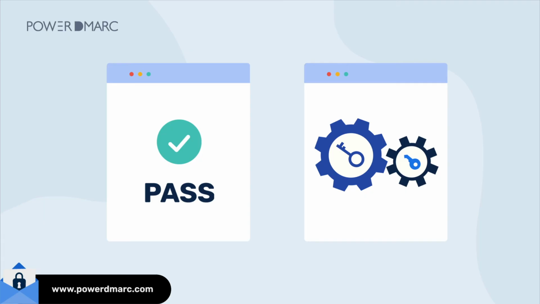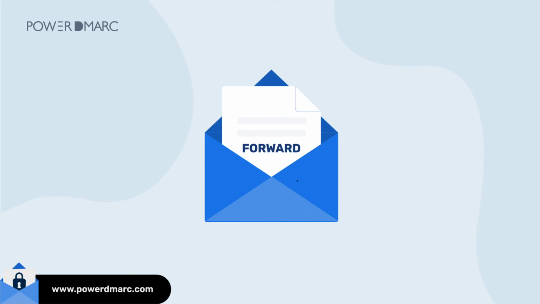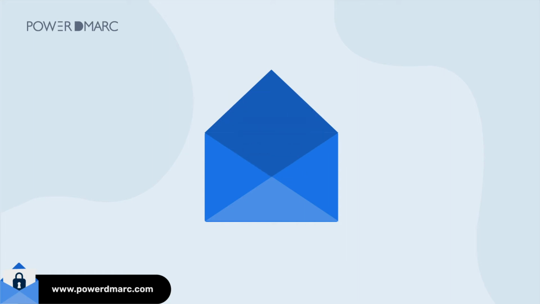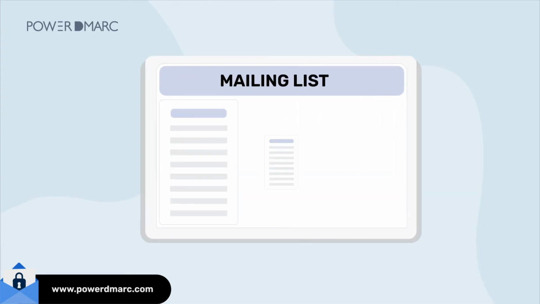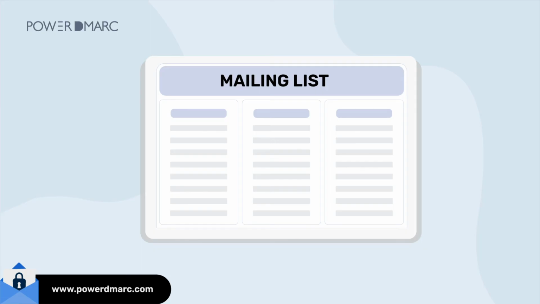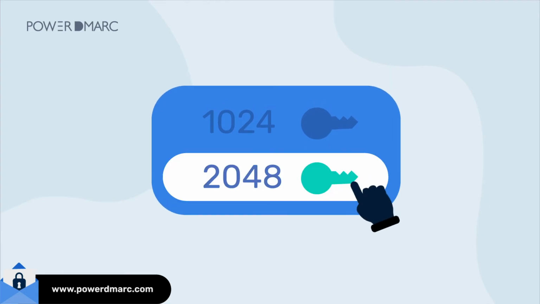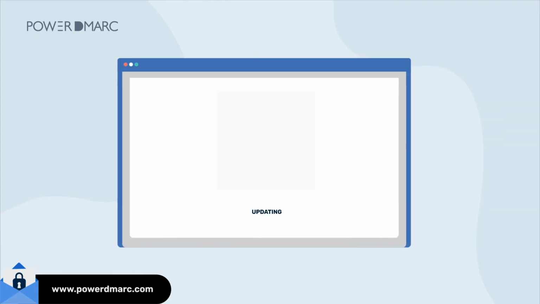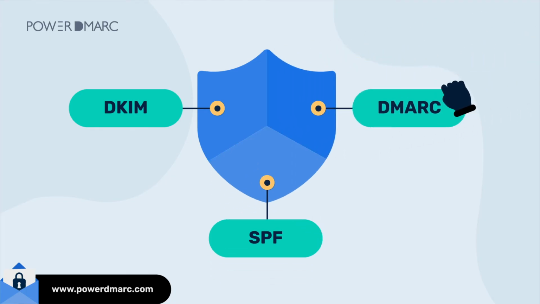Else, it fails. Unlike SPF, DKIM is especially helpful in legitimate email forwarding scenarios and the usage of mailing lists, since neither of these actions has any impact on the verification process. To make the best out of your DKIM protocol, we recommend using 2048-bit DKIM selectors and rotating your keys periodically. Despite the individual benefits of DKIM, it is most effective when used in conjunction with SPF and DMARC.